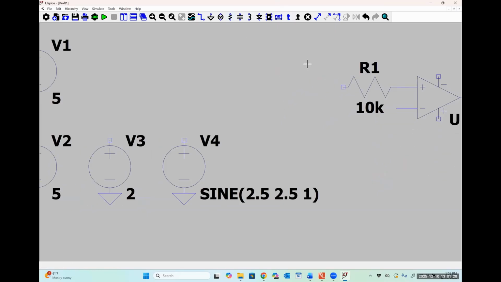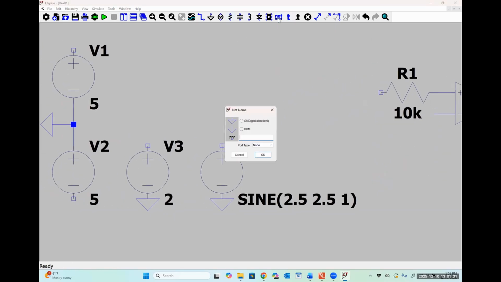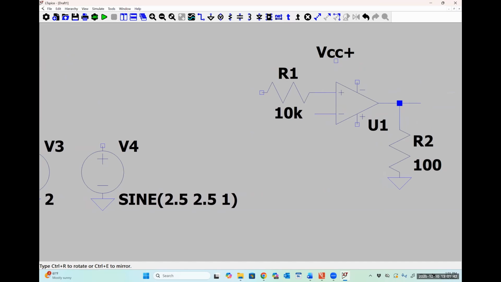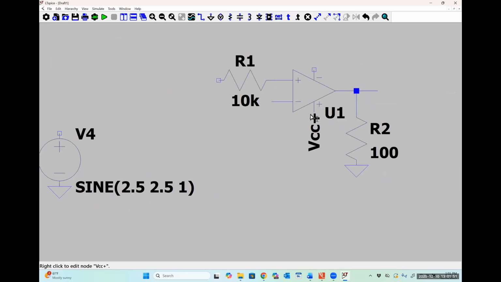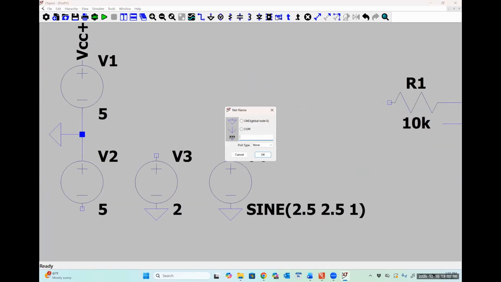So coming back over to these supplies. I'm just going to label one as VCC plus up here. And then I'm also going to pull that VCC plus and apply it here. Okay. So what this is doing is it's saying, hey, whatever voltage is here, just apply that voltage here without actually having to connect up all the wires and stuff so that our schematic diagram isn't as cluttered. Okay. I'm going to do the same thing for VCC minus.